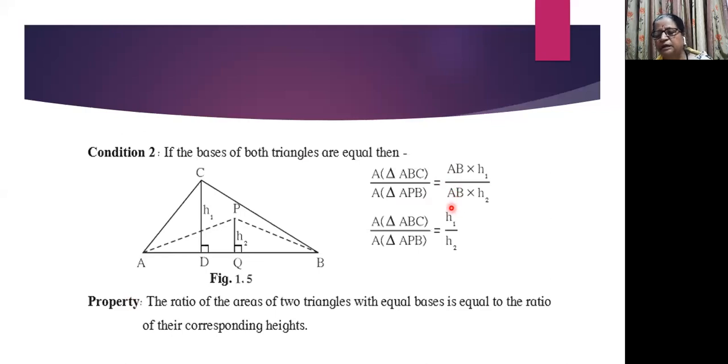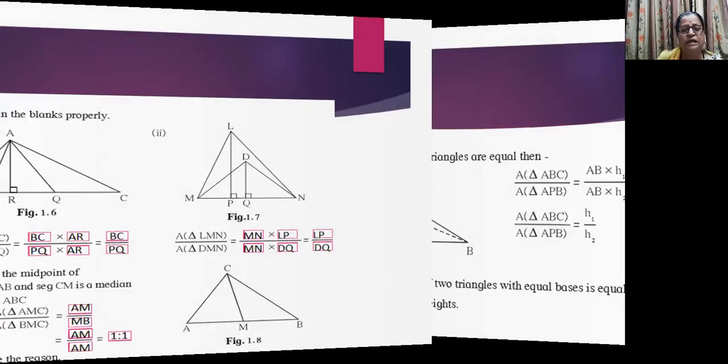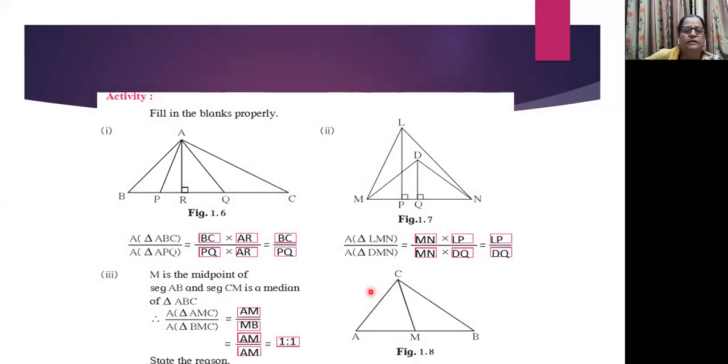AB is common, so it gets cancelled. What remains? H1 and H2. Then area of triangle ABC divided by area of triangle APB is equal to H1 divided by H2. The property is that the ratio of the areas of two triangles with an equal base is equal to the ratio of their corresponding heights.